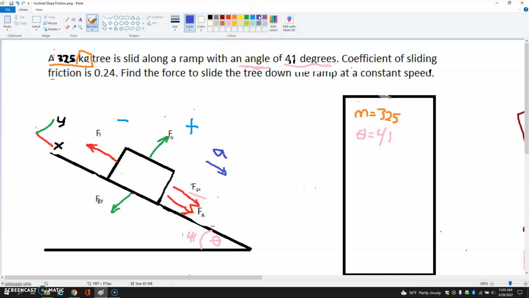Right, next we get a little harder. You really have to read the problem multiple times. So here it says coefficient of sliding friction is 0.24. This whole sentence is one given, and that is mu.